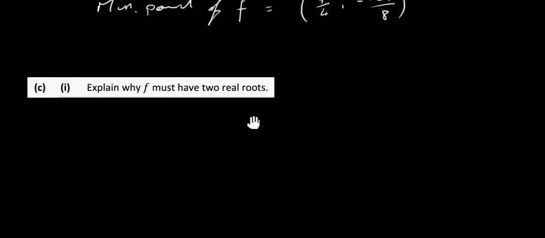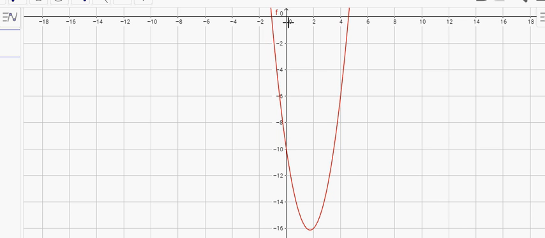Next part says, explain why f must have two real roots. Well, we can see from the diagram that I've drawn here on GeoGebra that it does have two real roots. One at just over 4 and one at just under minus 1. So let's just work those out. So let's just go back here again. It must have two real roots.